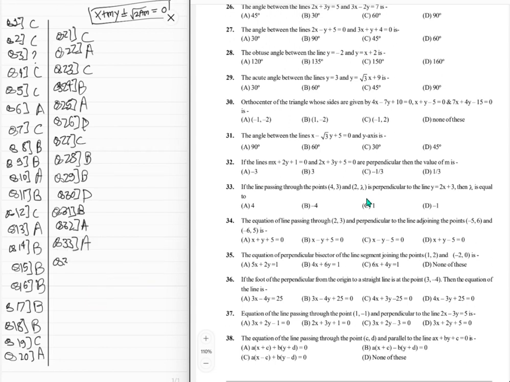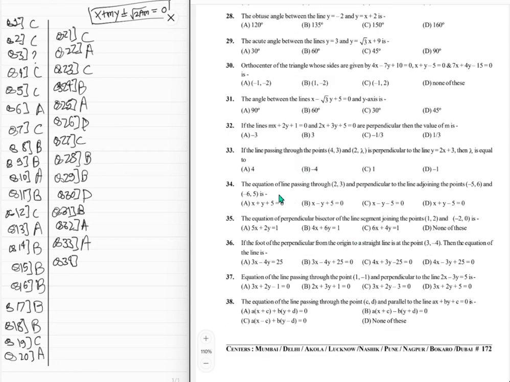Question number 34. The equation of the line passing through 2, 3 and perpendicular to the line joining these two points. So what's the slope of the line passing through these 2 points? 6 minus 5 is 1. Okay, 1 upon negative 5, negative of negative 6. That's also 1. So it's 1 basically.